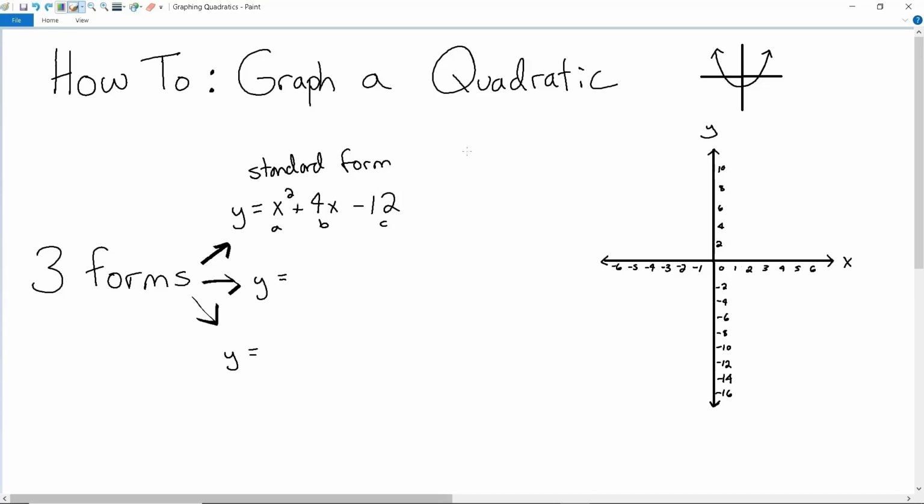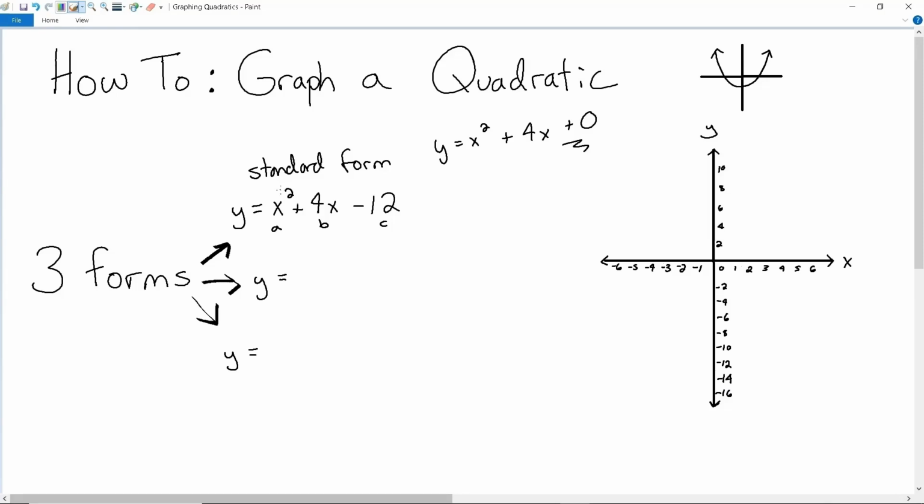It is possible that you could see a quadratic in standard form like so, with no C value. So this is a blank here. And all that means is that our C value would be a 0. You can also have the case where you have no B value. So you would only have an A value, or perhaps an A value and a C value.